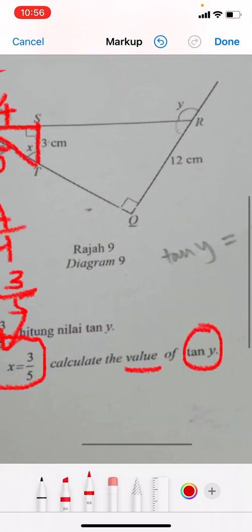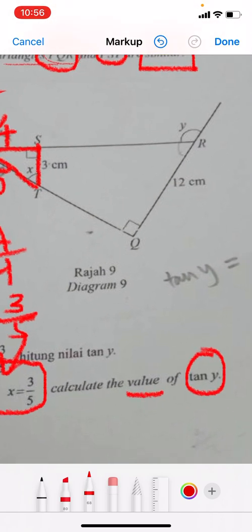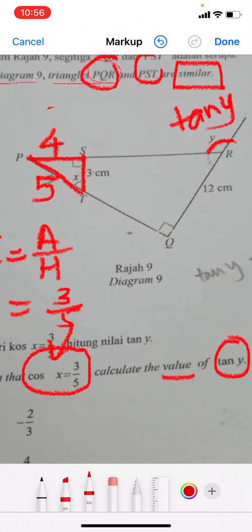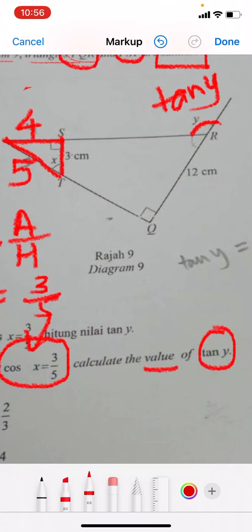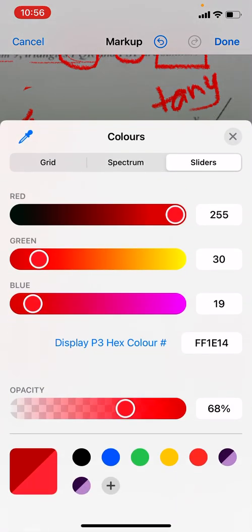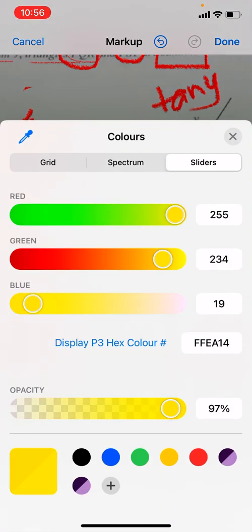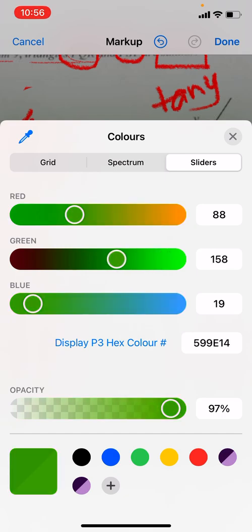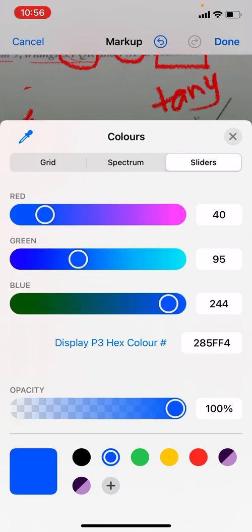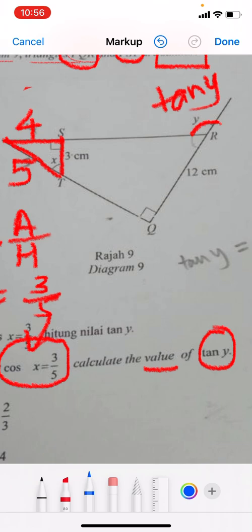Now, the question is asking for tangent y. Tangent y is not y, it's the tangent of y. It's not the angle, it's a trigonometric value. So in order to find tangent y, what you need to do is figure out the other triangle, right? So let's say the triangle is in blue color. I'm going to highlight this triangle. This triangle is also a right-angled triangle, right?